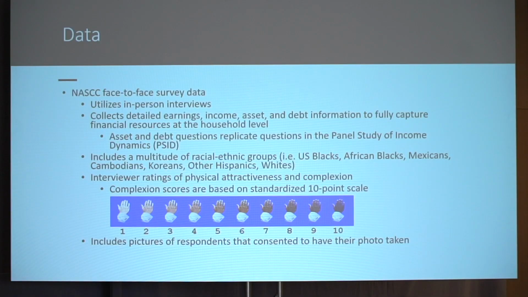And then as mentioned earlier too, one really unique aspect of this data is that at the end of the survey, after the interviewers have collected all of this financial information for each household, they're tasked with two things. One is to rate each survey respondent on their level of physical attractiveness on a scale of 1 to 5, with 1 being very unattractive and 5 being very attractive. And then they're also asked to rate the respondent's skin tone. In order to rate the skin tone, each interviewer is given the scale pictured above, and they're asked to pick the number that best matches the participant's skin tone.